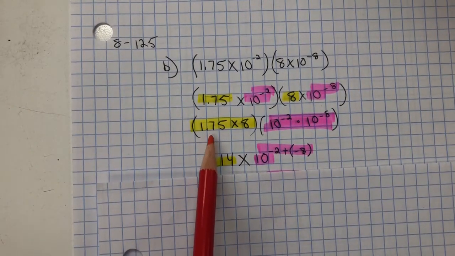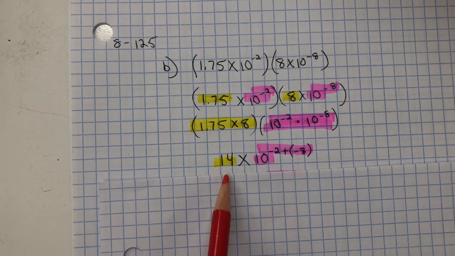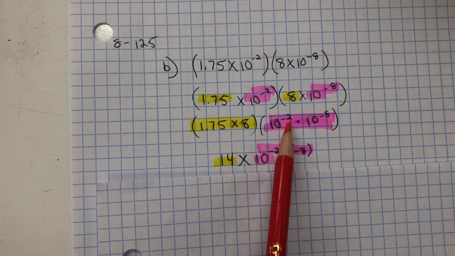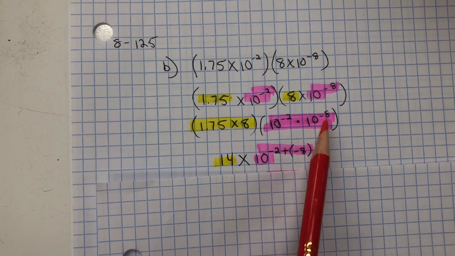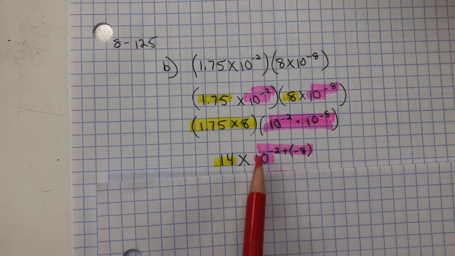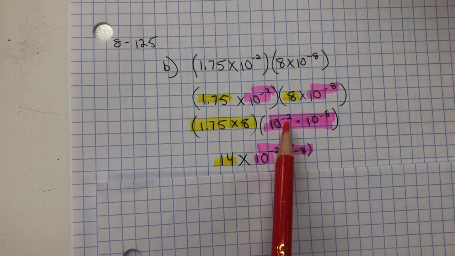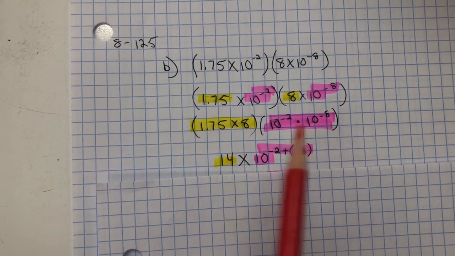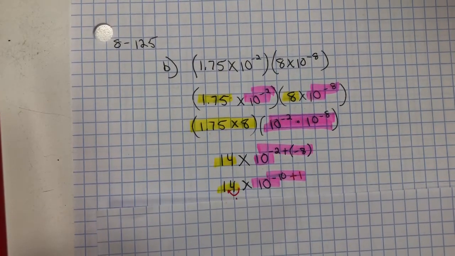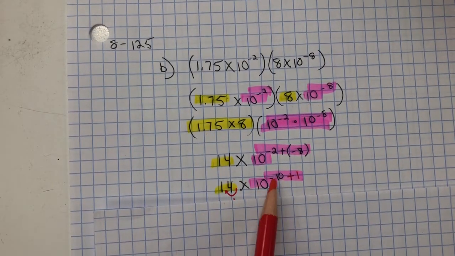So 1.75 multiplied by 8 is 14. 10 to the negative second power multiplied by 10 to the negative eighth power. You keep the base, and then you add the exponents. So negative 2 plus negative 8, and negative 2 plus negative 8 is negative 10.